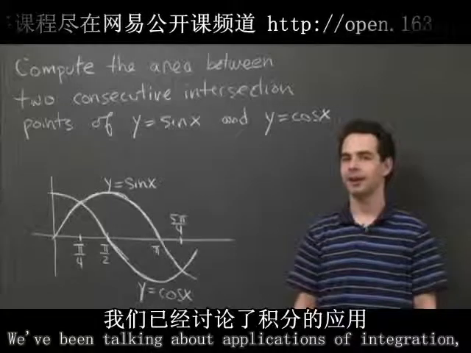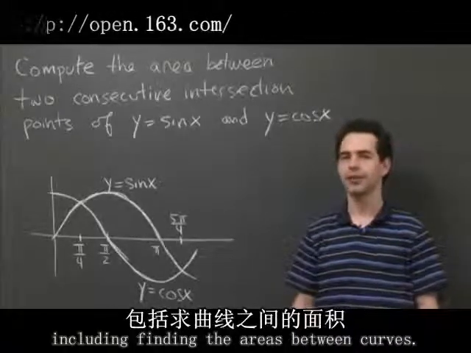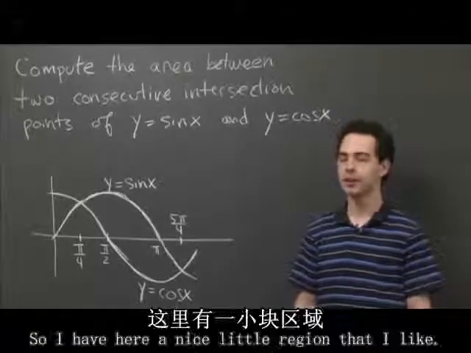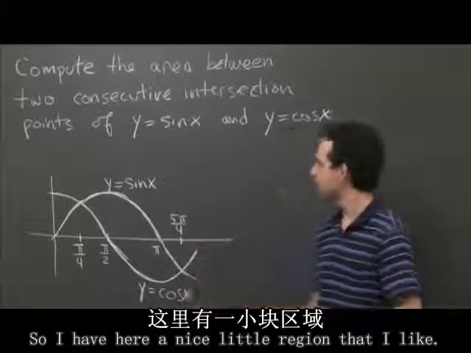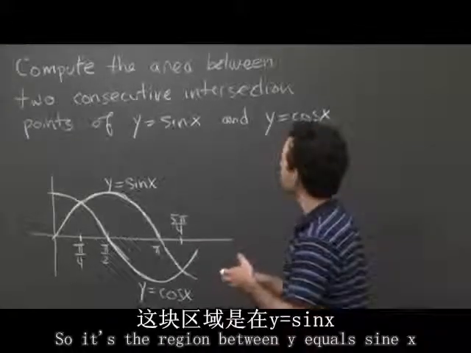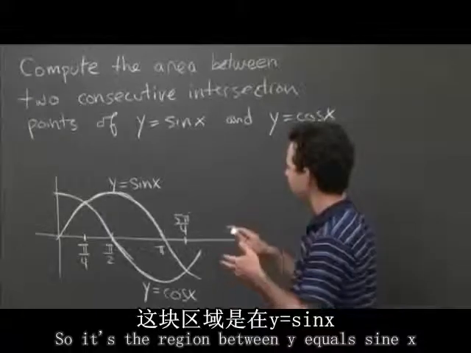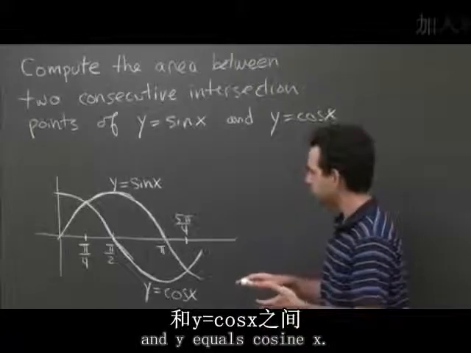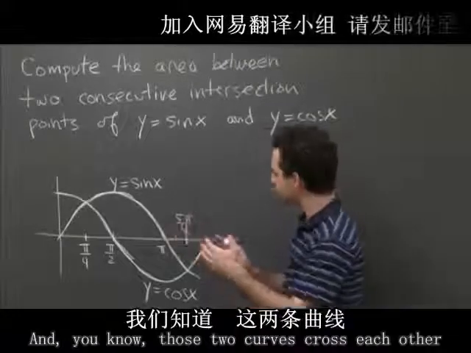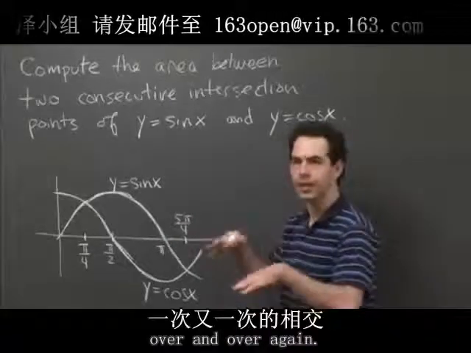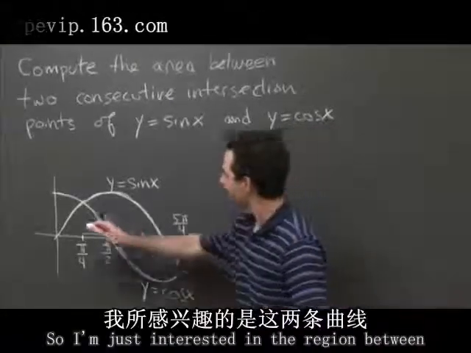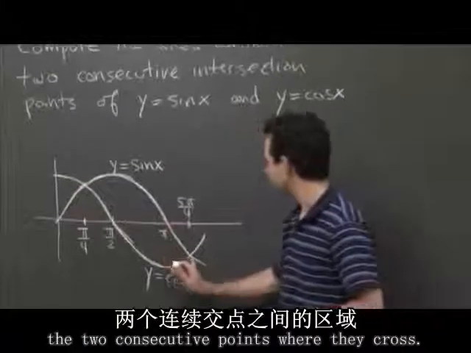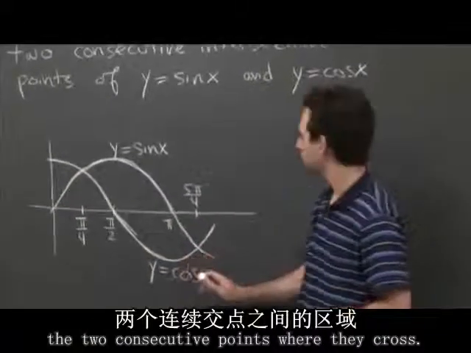We've been talking about applications of integration, including finding the areas between curves. So I have here a nice little region that I like. I think it's kind of cute. It's the region between y equals sine x and y equals cosine x. Those two curves cross each other over and over again, and I'm just interested in the region between the two consecutive points where they cross.